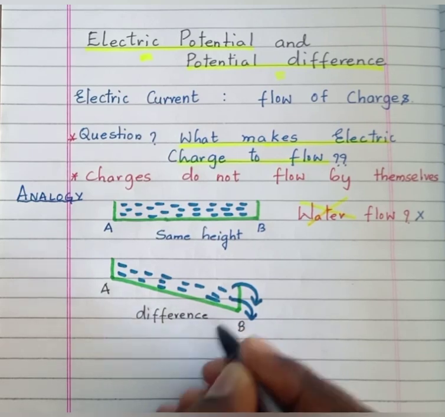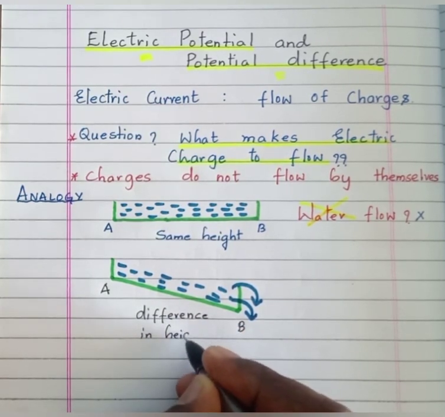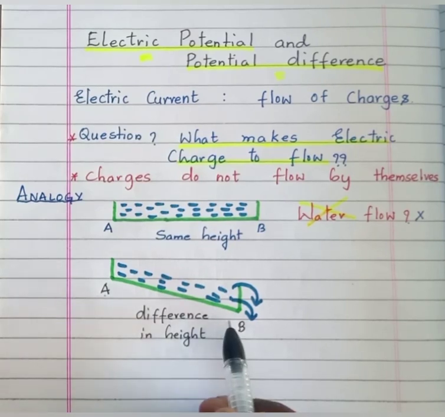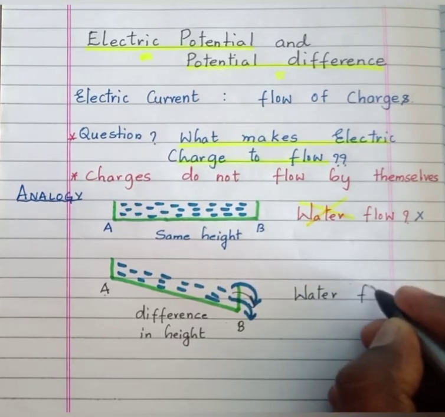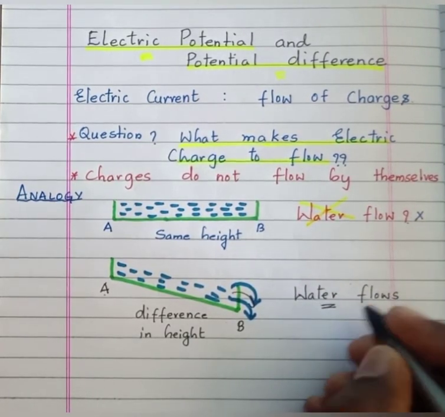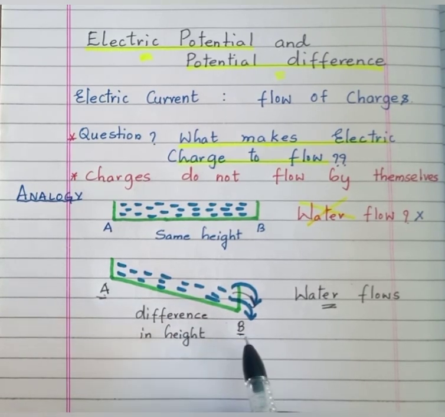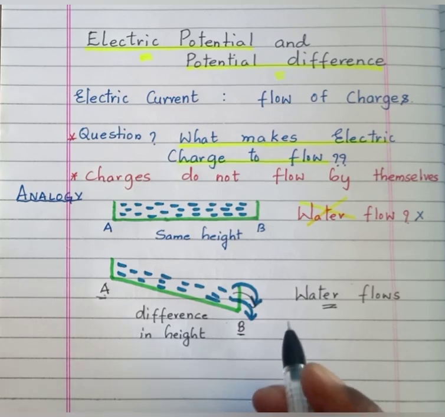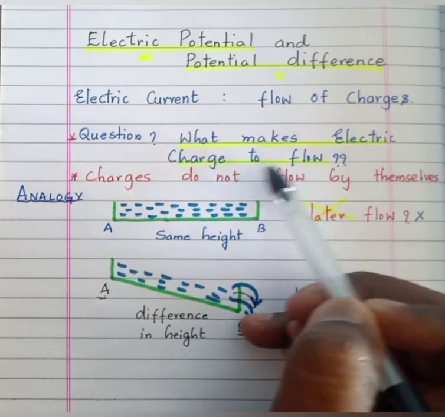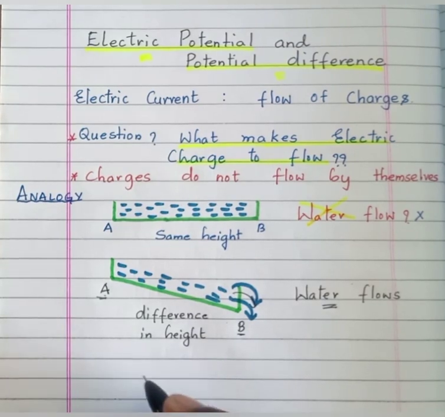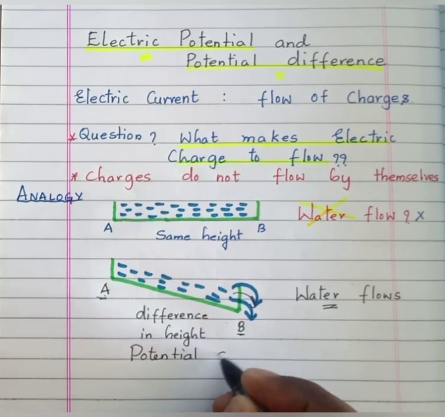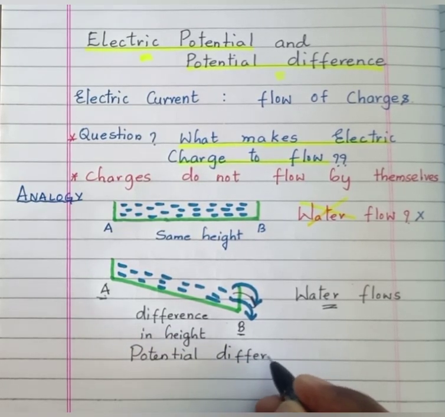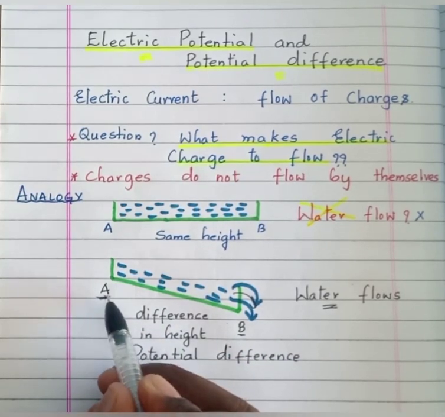What makes the water flow? Because of the Earth's gravitational force, the water will flow out of the tube because of the difference in the level. Now, in the same way, there should be some difference in level. That is, there should be some difference between 2 points such that the electric charges must flow. We call that potential difference. The difference between 2 points such that it makes the charges to flow.